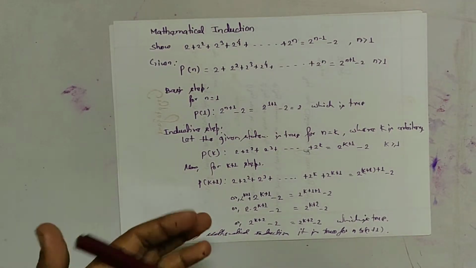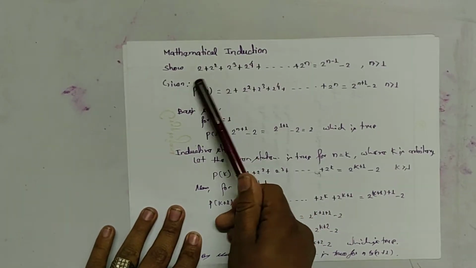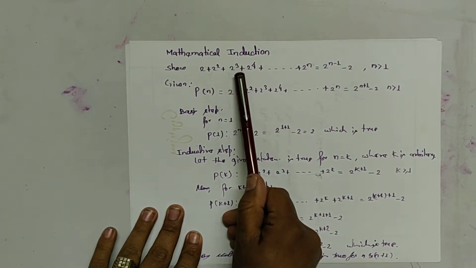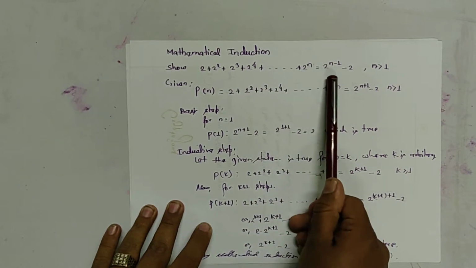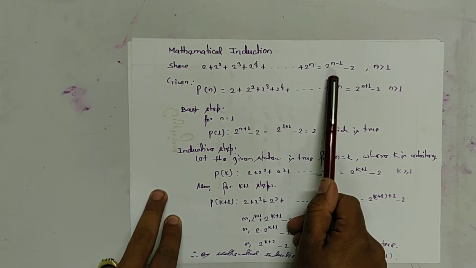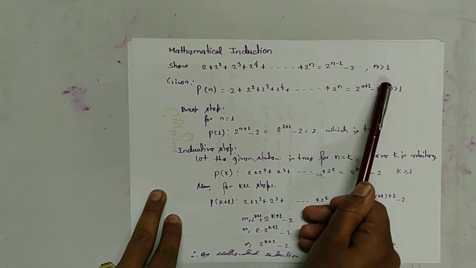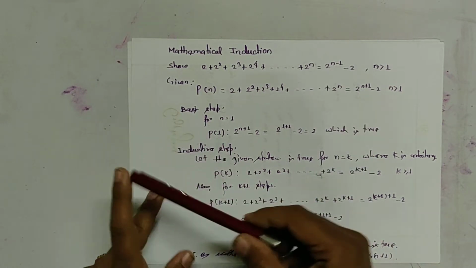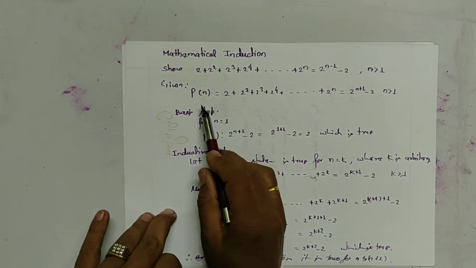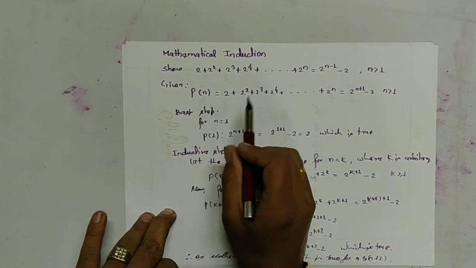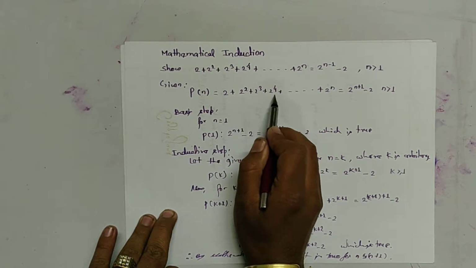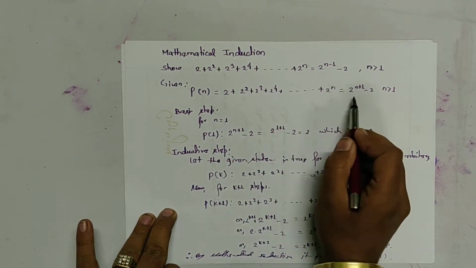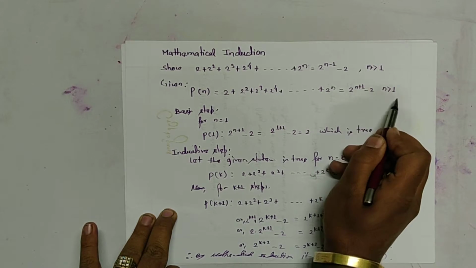So let us consider an example: show that 2 plus 2 square plus 2 power 3 plus 2 power 4 plus ... plus 2 power n is equal to 2 power n plus 1 minus 2, where n is greater than or equal to 1. Let us represent it by a predicate. Pn equals 2 plus 2 square plus 2 cube plus 2 power 4 plus ... plus 2 power n is equal to 2 power n plus 1 minus 2, n greater than or equal to 1.